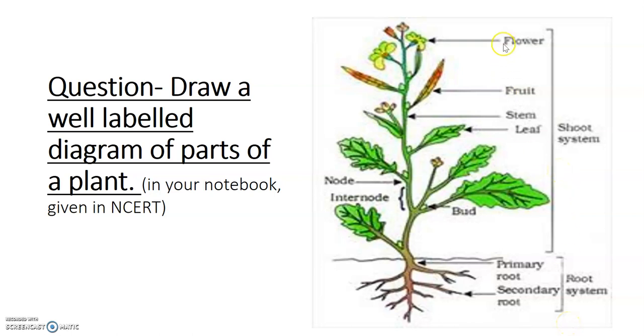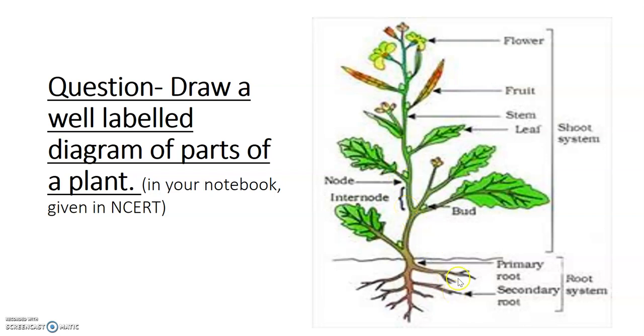Shoot system has various other parts like flower, fruit, stem, leaf, bud. There are some nodes and internodes also present. Node is a place from where a new leaf or a branch of a plant arises. The distance between two nodes, node 1 and node 2, is called internode. So internode is the part of the stem which is between the two nodes. So if this is node, this is node, this is internode.